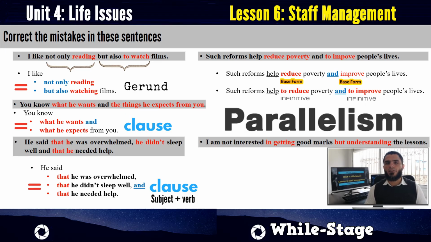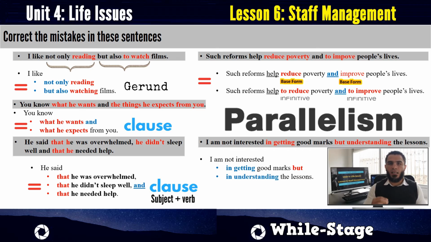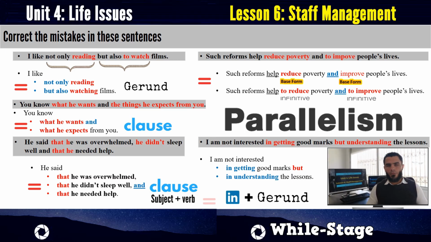The last example we have is, I'm not interested in getting good marks, but understanding the lesson. This is also another incorrect sentence. So as we can see, we have in getting good marks and but understanding the lesson. So it should be, I'm not interested in getting good marks, but in understanding the lessons. Here are more examples from the text.